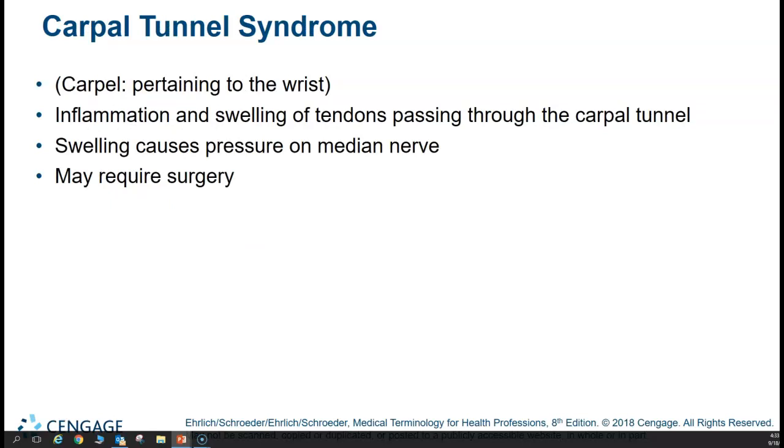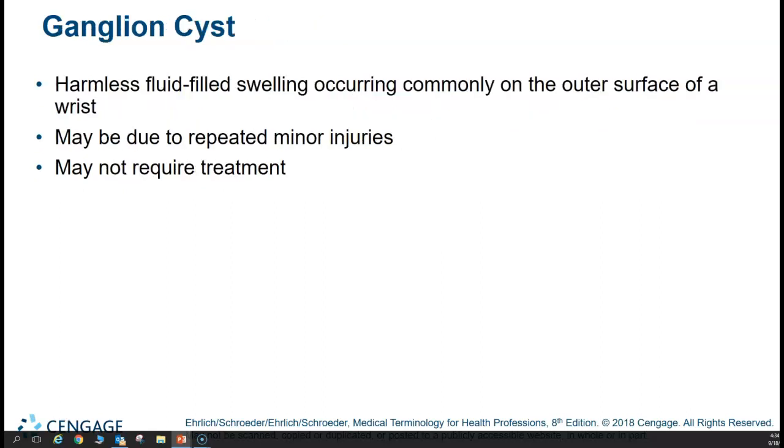Carpal tunnel, again, is a nerve that passes through the tendons down in the arm, and if there is swelling, it can cause pressure on that nerve and it causes a lot of pain or numbness and tingling. There are surgical procedures that we can actually have done that release that and make it a little bit more comfortable. Ganglion cysts, they are just fluid-filled cysts, usually on the outer side surface of the wrist.